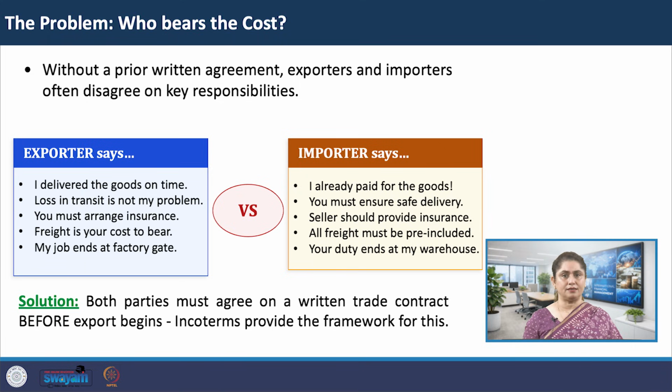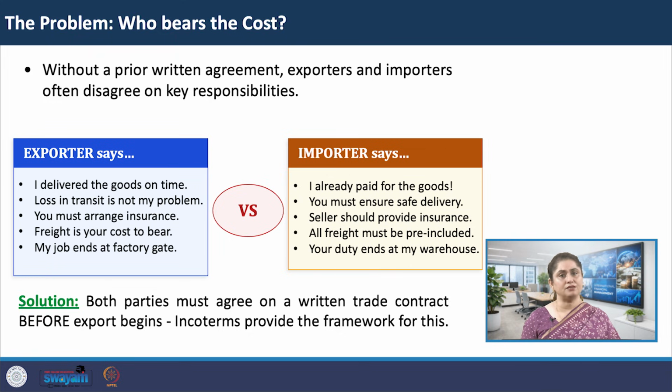And on the right side, there is the importer's position. The importer says, I already paid for the goods. You must ensure safe delivery. Seller should provide insurance. All freight must be pre-included. Your duty ends at my warehouse. You can immediately see that both parties are making completely contradictory claims. Both positions can seem reasonable in isolation.